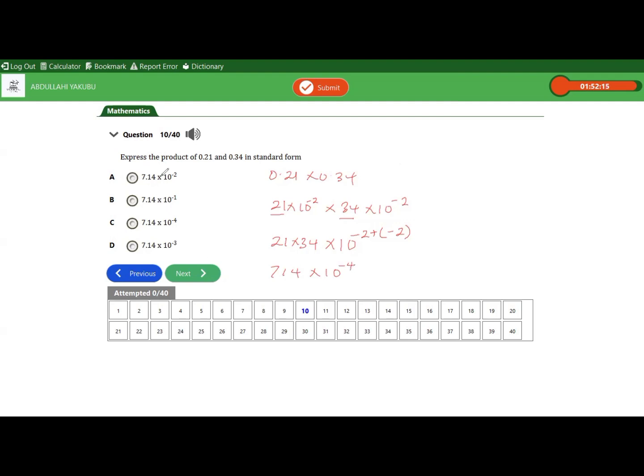So if you look at our answer options, they are in what? 7.14, but not 714. So I have to shift this one in this direction. That will be 1, 2. So I'm going to have it to be 7.14 times 10 raised to power minus 4. Because I've shifted it to the left side by 2 places, that will be plus 2. That will be equal to 7.14 times 10 raised to power minus 4 plus 2. That will be minus 2. So the correct option here is A. 7.14 times 10 raised to power minus 2. Is this understood?